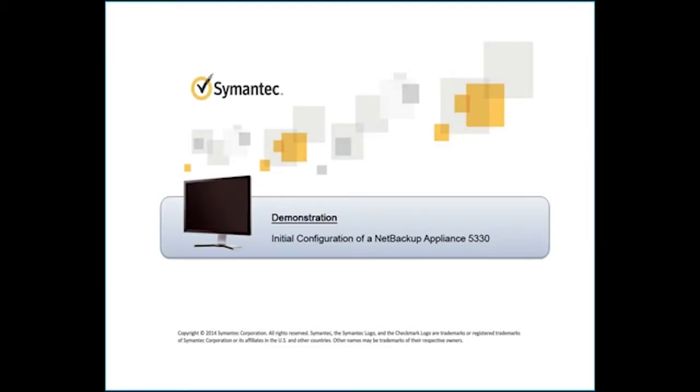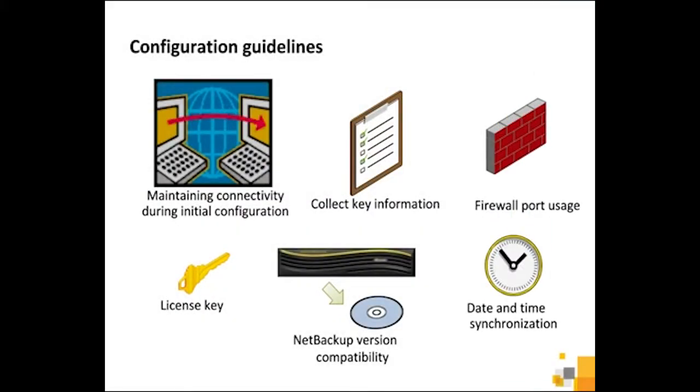This demonstration illustrates how to perform the initial configuration of the NetBackup Appliance 5330 that is new or has been reset to the factory defaults after a factory reset. Before we begin, let's discuss some of the important configuration guidelines. When you perform the appliance initial configuration, Symantec recommends that you take precautions to avoid loss of connectivity. Any loss of connectivity during initial configuration results in a failure.